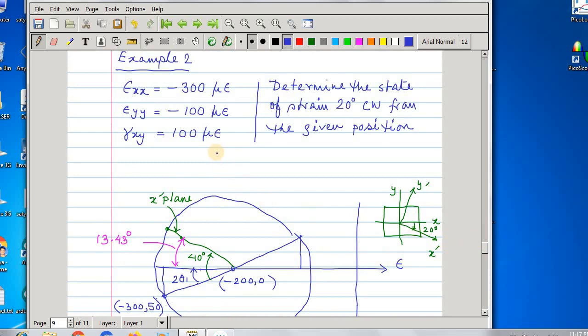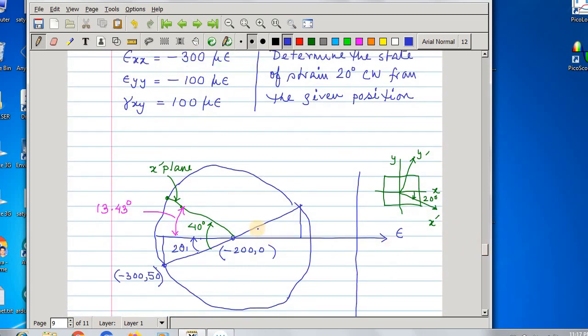So this is another example. Epsilon xx is minus 300, epsilon yy is minus 100 and gamma xy is 100. So this is your epsilon axis and gamma by 2 axis. You go minus 300 in this direction, and then in the downward direction, because gamma xy is positive and for gamma xy downward is positive. So this is gamma xy by 2. So this point is minus 350.